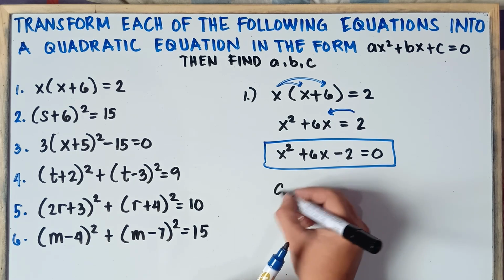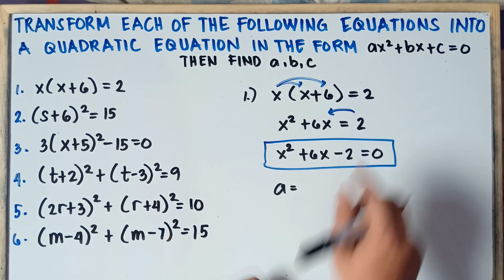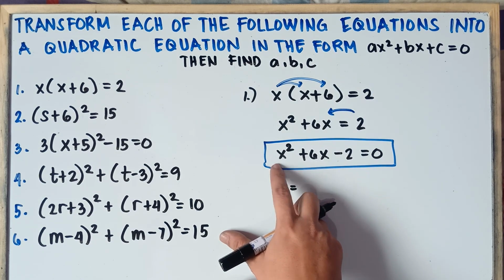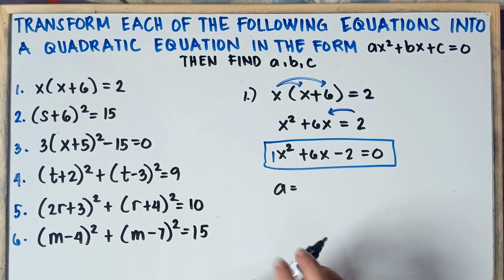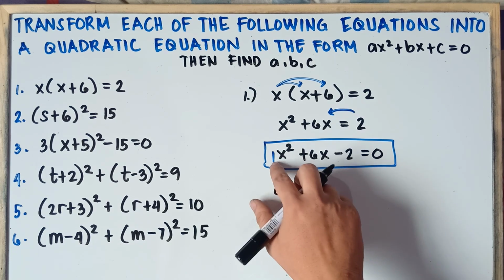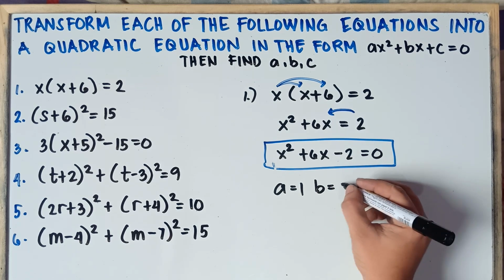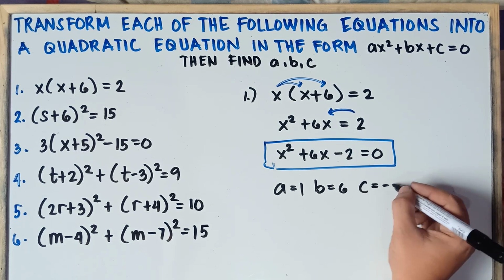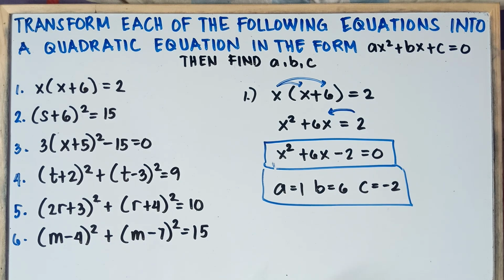The value of a is beside x squared. If you don't see any number beside x squared, understand that there's a 1 there. So our a is 1. Our b is beside x, that's 6. And our c is negative 2. That's it, class, all set. That's the answer for number 1.